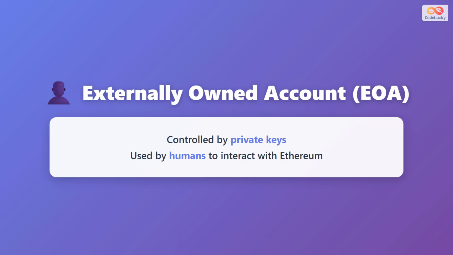Let's start with externally owned accounts. An EOA is controlled by private keys. Think of a private key as a secret password that only you know. These accounts are used by humans to interact with the Ethereum network. When you create a wallet using applications like MetaMask or a hardware wallet like Ledger, you're actually creating an EOA. The term externally owned means that the account is controlled by someone or something outside of the blockchain itself, specifically by whoever holds the private key.